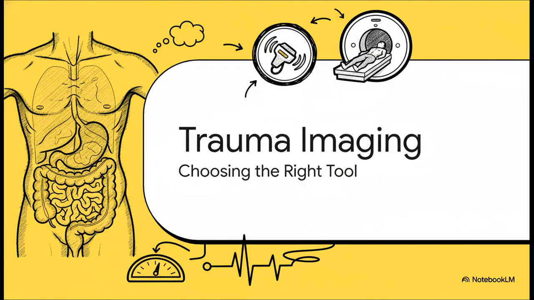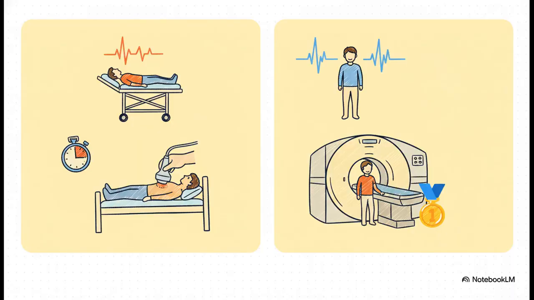So, you're pretty sure something is bleeding in the abdomen. Now what? How do you figure it out? Well, the patient's vital signs are going to dictate your next move. This is where you have to make a critical call. Which imaging tool do you reach for? And really, it all boils down to one simple question: is your patient stable or unstable?